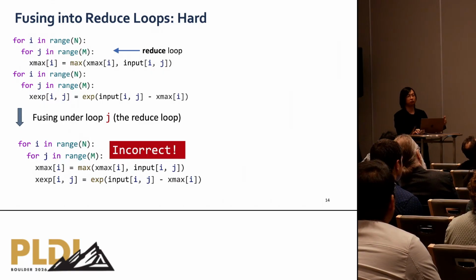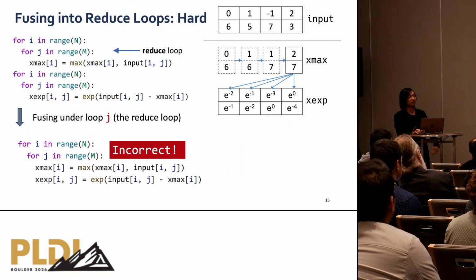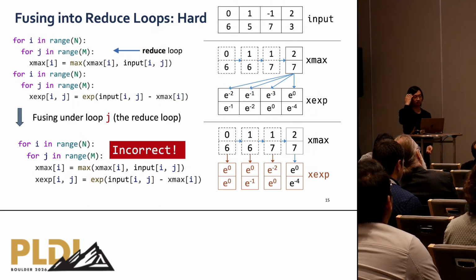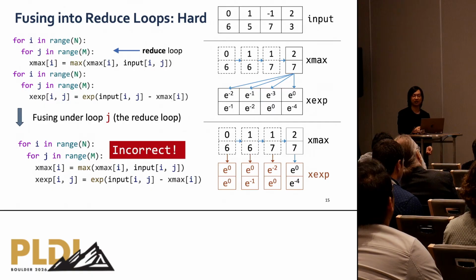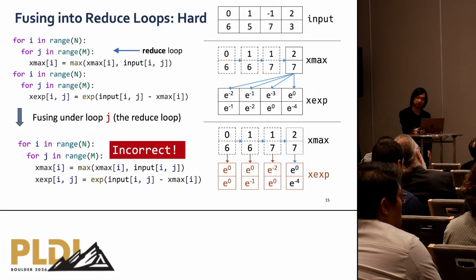And to see why it is incorrect, check this out. That's the input. That's the data dependency diagram of the original program where we calculate xmax first before moving on to xexp. And in the incorrectly fused program, the data dependency is changed. Because everything is under the J loop, we are calculating xmax and xexp simultaneously. We are essentially reading from xmax too early before it finishes.